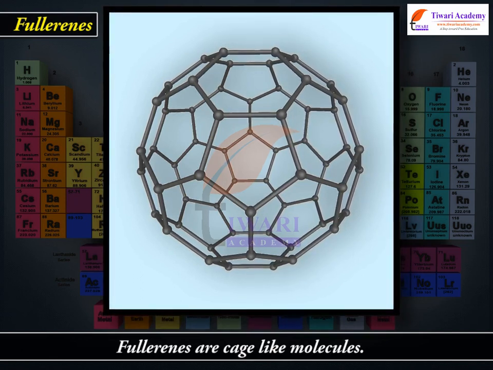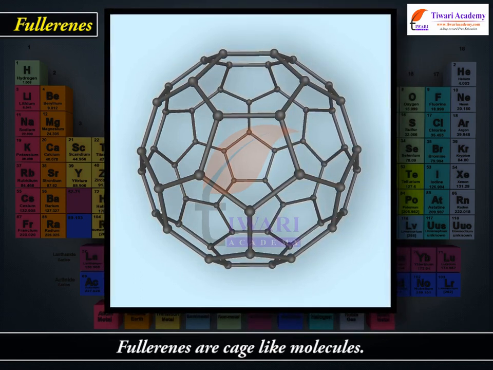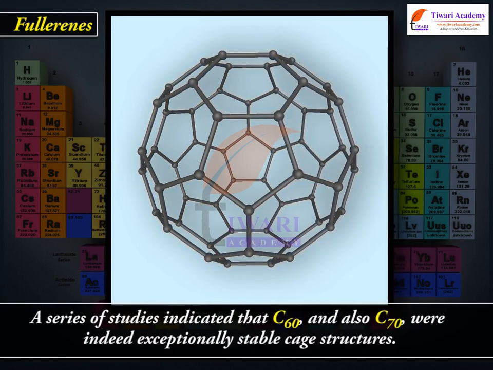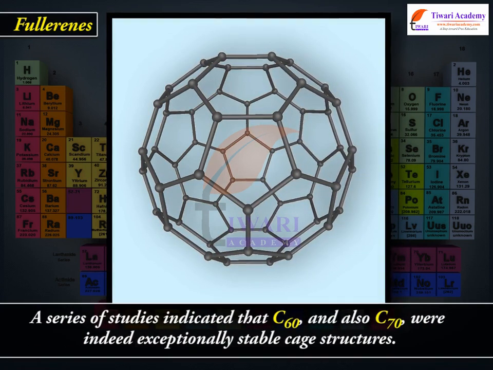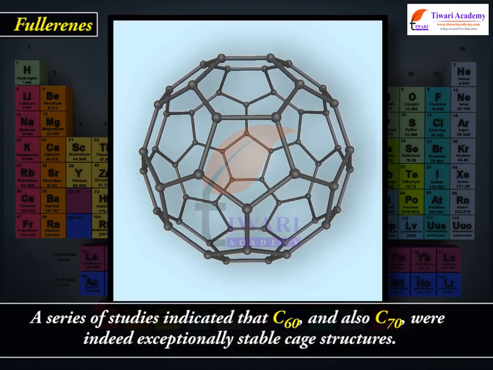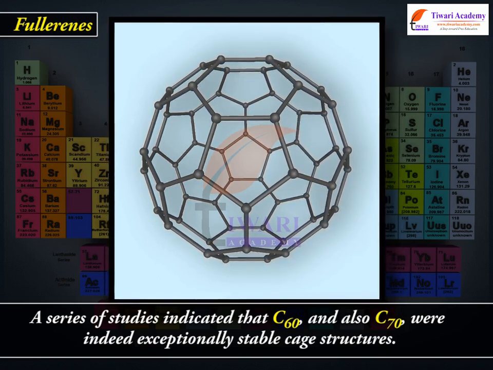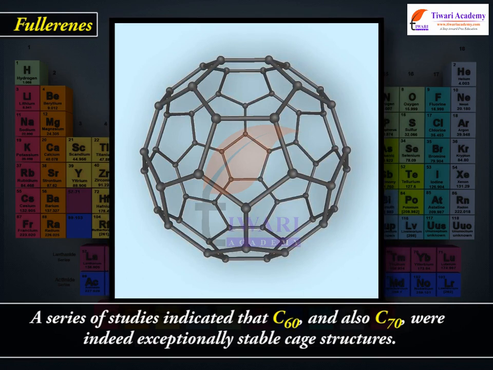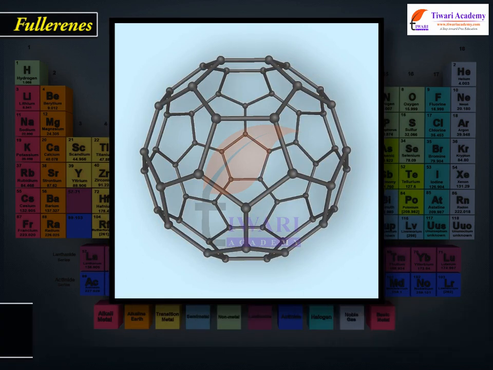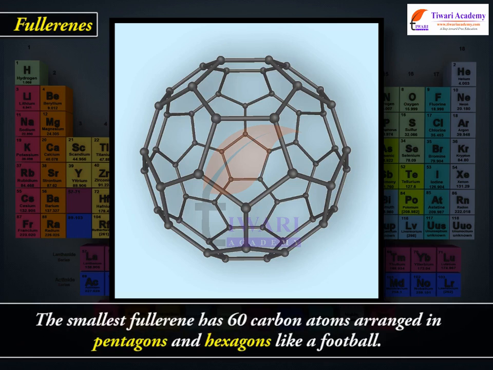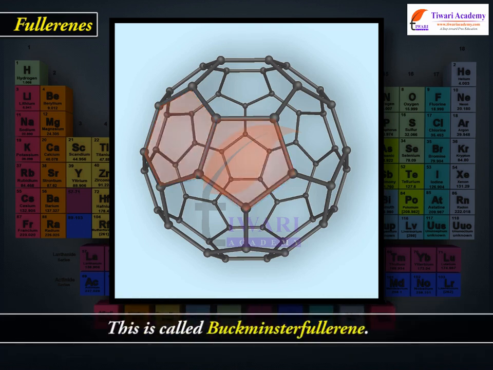Fullerenes are cage-like molecules. A series of studies indicated that C60 and also C70 were indeed exceptionally stable cage structures. The smallest fullerene has 60 carbon atoms arranged in pentagons and hexagons like a football. This is called Buckminsterfullerene.